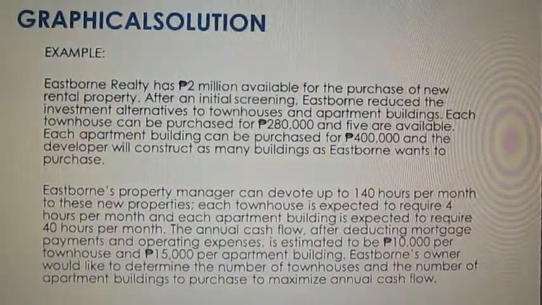Eastbourne's property manager can devote up to 140 hours per month to these new properties. Each townhouse is expected to require 4 hours per month and each apartment building is expected to require 40 hours per month. The annual cash flow after deducting mortgage payment and operating expenses is estimated to be 10,000 pesos per townhouse and 15,000 pesos per apartment building. Eastbourne's owner would like to determine the number of townhouses and the number of apartment buildings to purchase to maximize annual cash flow.